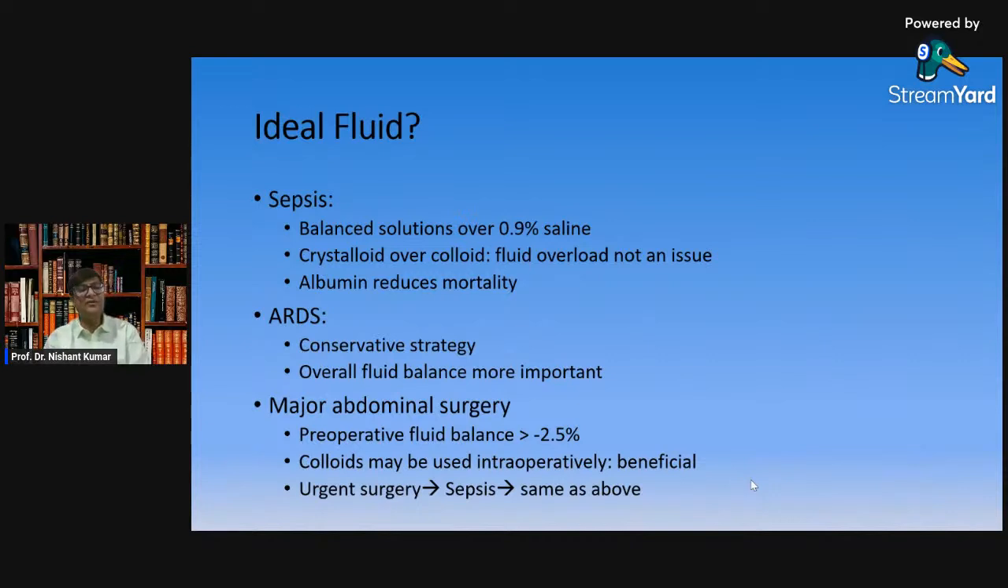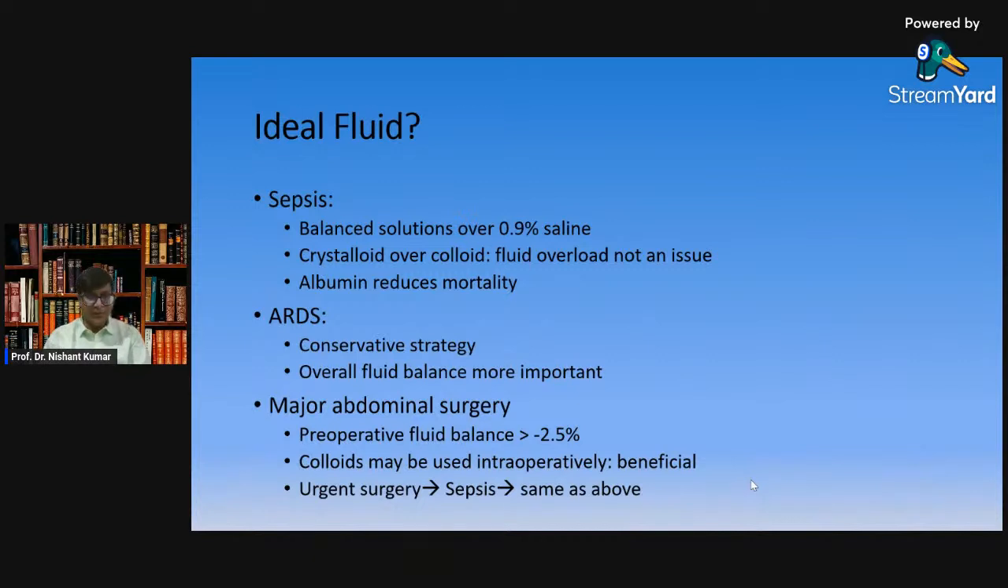Why? Because the half-life of crystalloid is low. For colloids, it's longer. So if you balance them, the intravascular volume will probably remain the same. Albumin in the presence of hypoalbuminemia reduces mortality, but again the strength is not very strong. In ARDS, we have to maintain a conservative strategy. Overall fluid balance is more important. Try to maintain a slightly negative or a neutral fluid balance, not a positive balance.